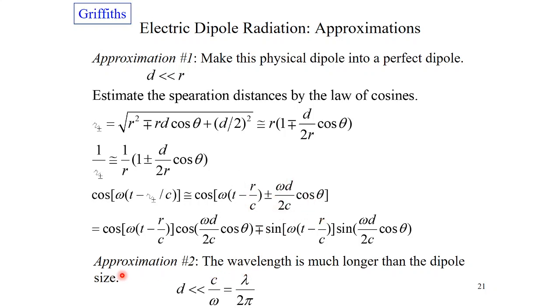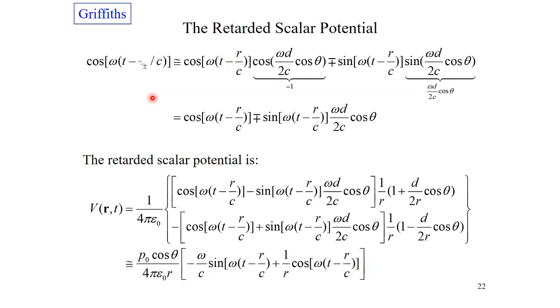Okay. The second approximation is that d is very small compared to lambda, where lambda relates to omega over c. So d is smaller than lambda. d is the physical dimension of the radiation source, and R is outside the source. Lambda should be larger than the source. Okay? That's the second approximation. With this approximation, we got these terms.